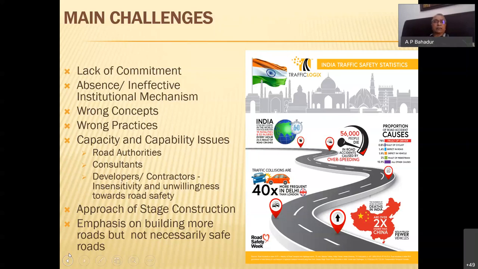And based on whatever limited experience I have, I find the situation is, instead of improving, going down. Nowadays the emphasis is on building. We take pride that we are building 40 kilometers of road per day, but we are not bothered whether those 40 kilometers of road that we are building are really safe. Are they providing safe travel or not? So that is where the problem is.